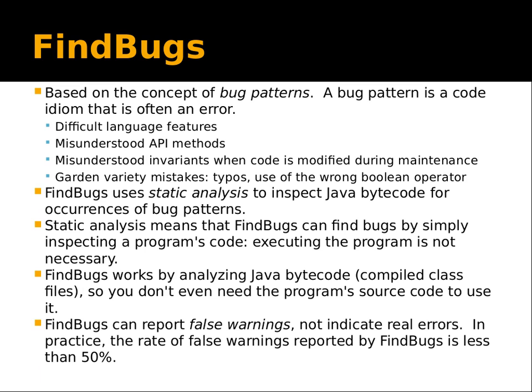And he's going to go through quick examples or descriptions of each one of these. So FindBugs is based on the idea of a bug pattern. A bug pattern is a code idiom that's often an error, caused by difficult language features or misunderstood API methods. For example, if you're in C and you call gets and you don't have a buffer, that's a straight up buffer overflow, period.